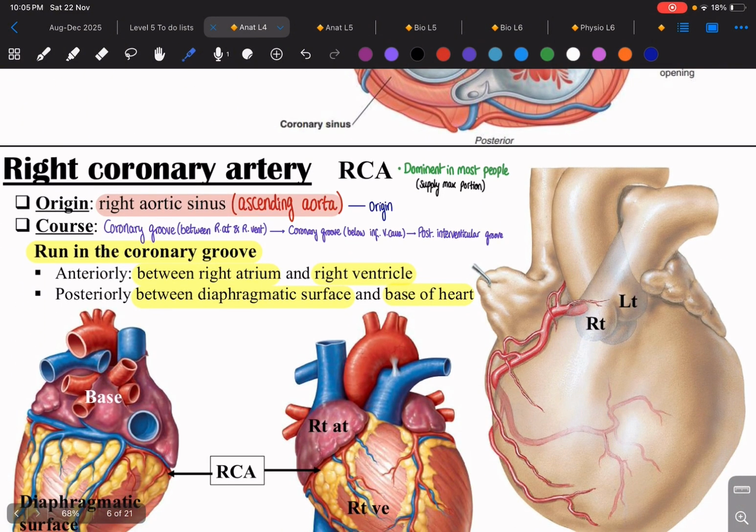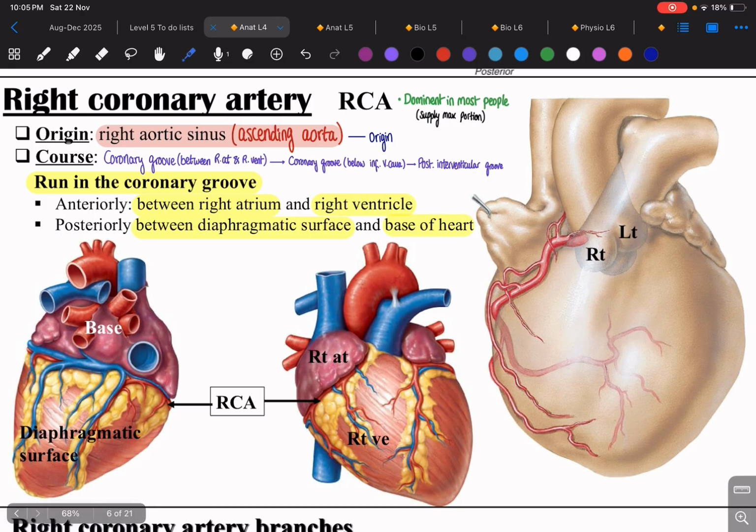Now let's start with the arteries. So for the right coronary artery, it's the dominant artery in most people. What does that mean? It means that it is the dominant one in most people. Okay? There are always exceptions, but we're talking about the majority. So for the majority, the right coronary artery is the dominant one in the heart. Okay? So the origin, we said, is the right aortic sinus. We can also say the ascending aorta because we said they're part of each other.